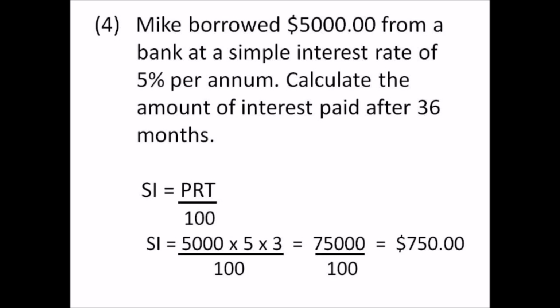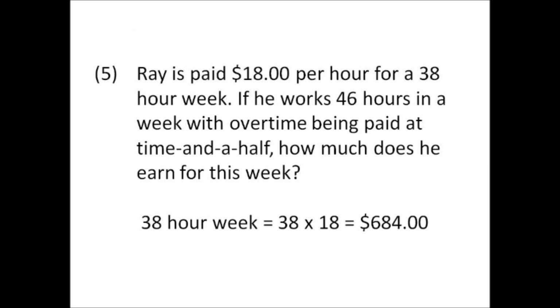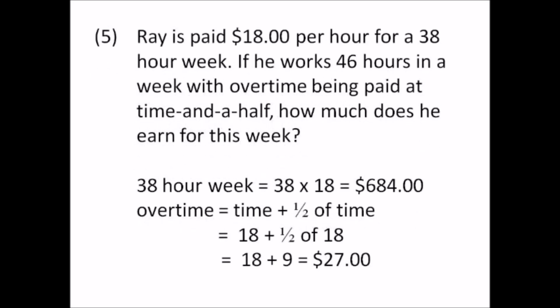And number 5. Ray is paid $18 per hour for a 38-hour week. If he works 46 hours in a week with overtime being paid at time and a half, how much does he earn for this week? First, you have to multiply the 18 by 38. Once you get that, 684. Then work out overtime, time and a half. 18 is time. Half of 18 is 9. So for each overtime hour, he's paid $27. Second thing you have to figure out now, find out his overtime hours.